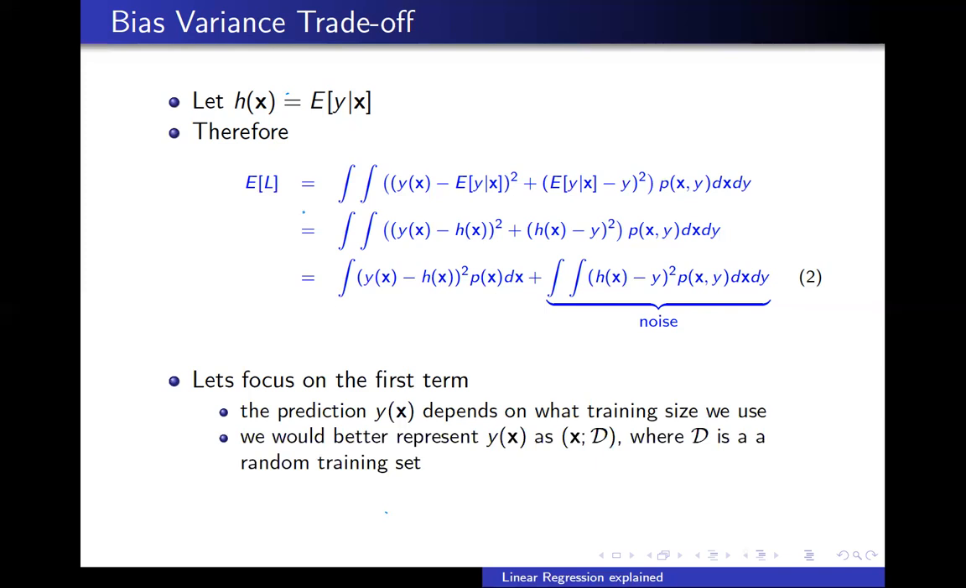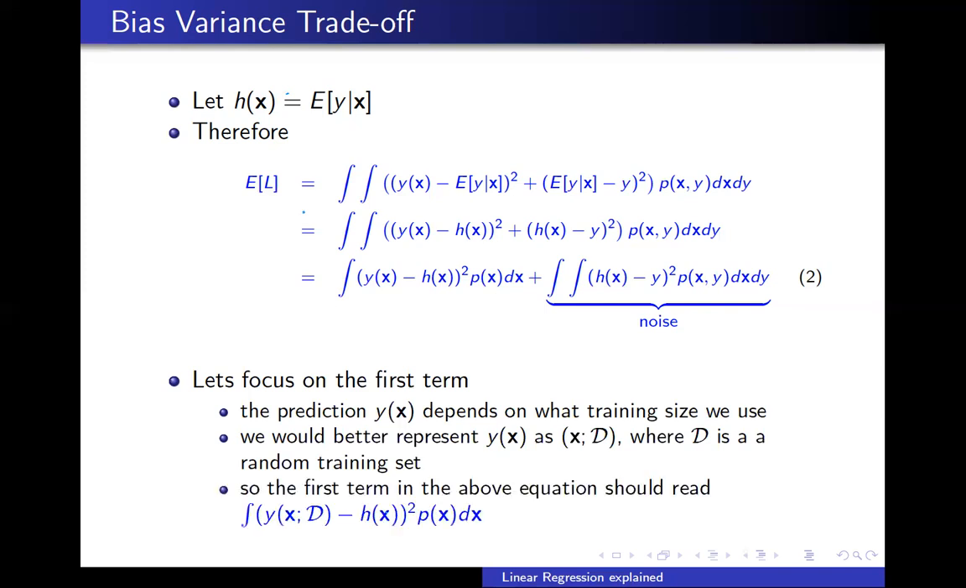So we would better represent this y of x to also include d, to represent that it's just a random instantiation of this training set, and that also affects the solution that we get. So the first term we will represent as y of x, but we represent d as well, to represent that the data set also has some contribution in the solution, minus this conditional expectation. Then we'll take the square of that and then take the expectation with respect to p of x.